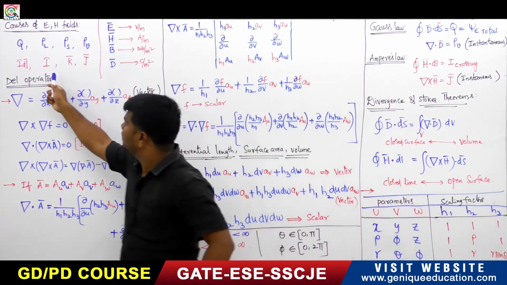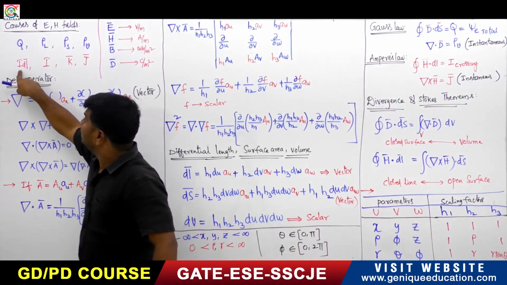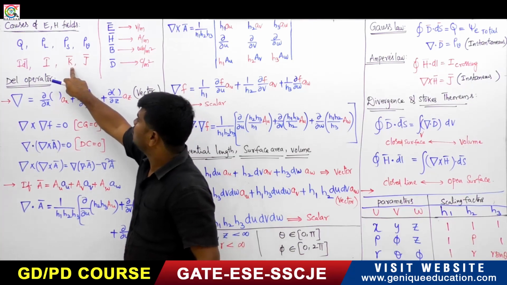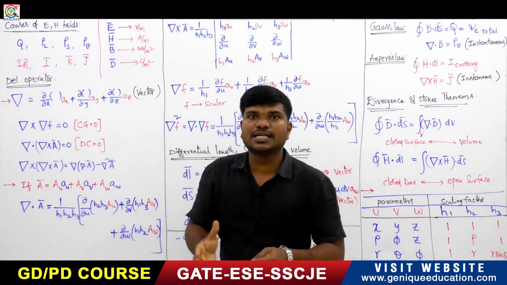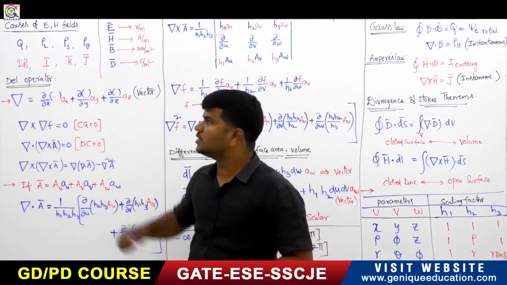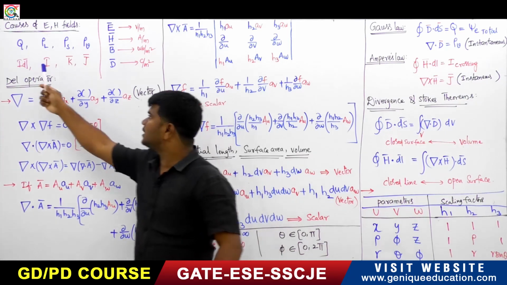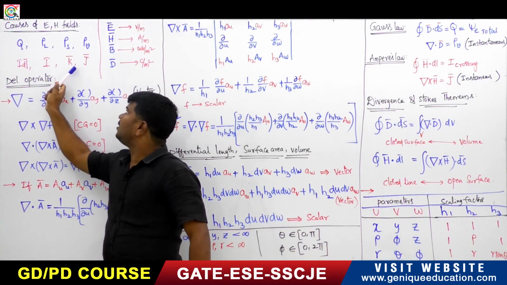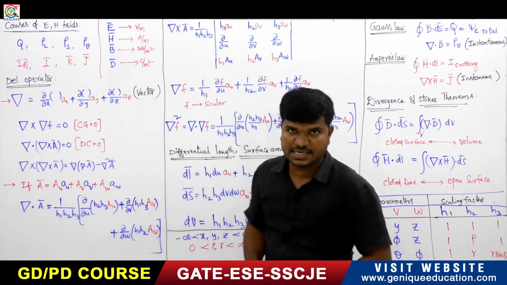What are the units? We know the unit of I is amps. The unit of I into DL is ampere meter. Sheet current is nothing but the current per unit length, so its unit is ampere per meter. J is in ampere per meter square. So the units are ampere meter, ampere per meter, and ampere per meter square. These are the units you should understand.